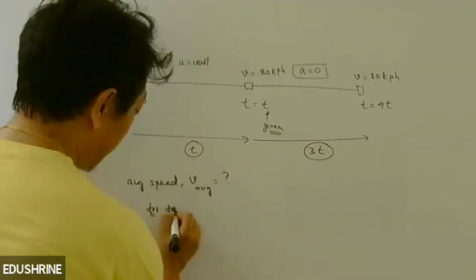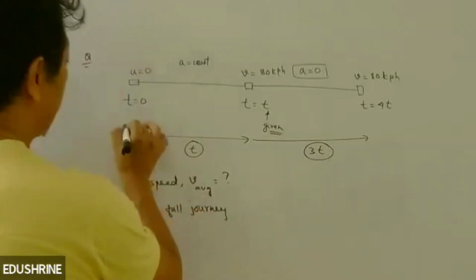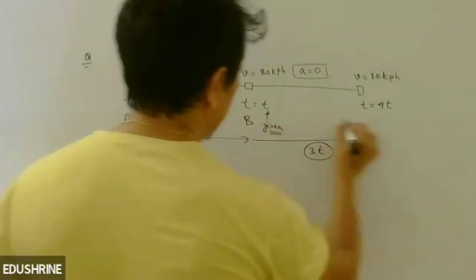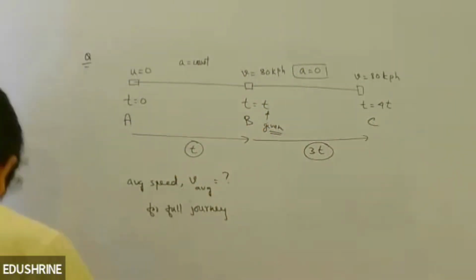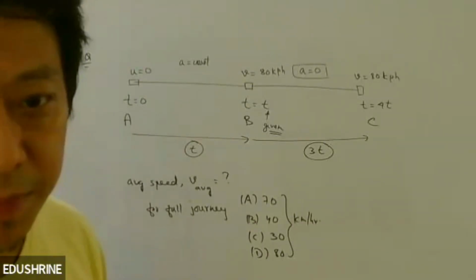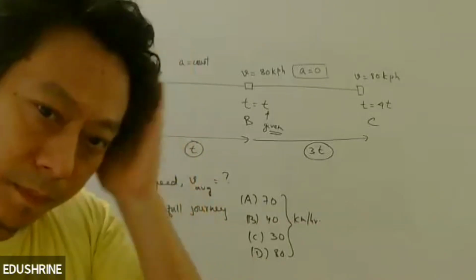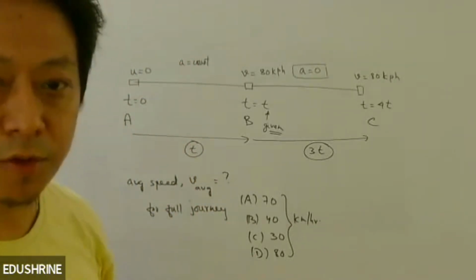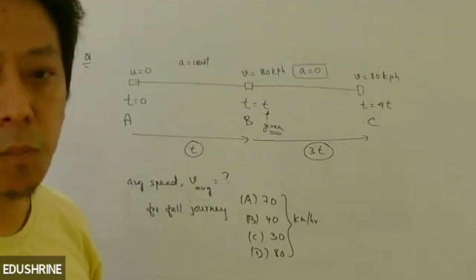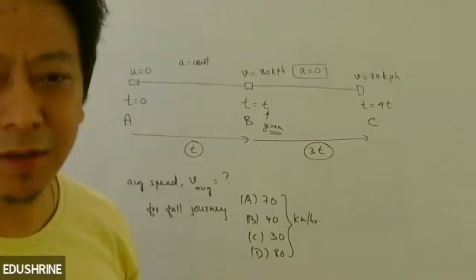For the full journey, meaning from A to B to C. Try once. 70, maybe correct. Yeah, Tarun also got 70. See, you can use S equal to UT and all.